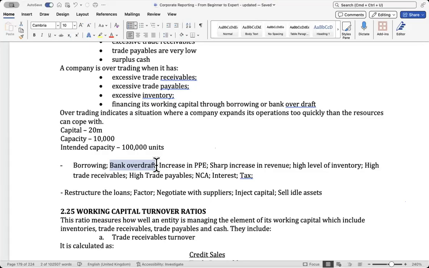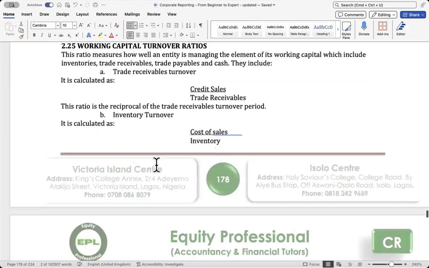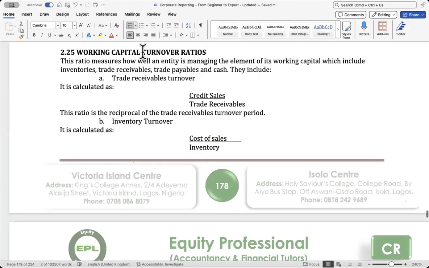Okay, so that is that. The ones I said you would mostly not find in your exam are turnover ratios. They are just the reciprocal of the efficiency ratios. Like we have trade receivables turnover, which is credit sales over trade receivables. That is the reciprocal of trade receivables turnover period, which is trade receivables over credit sales multiplied by 365 days. This one is the reverse of that.